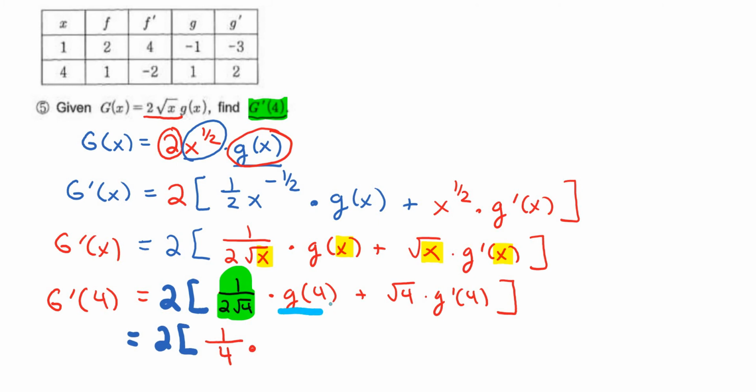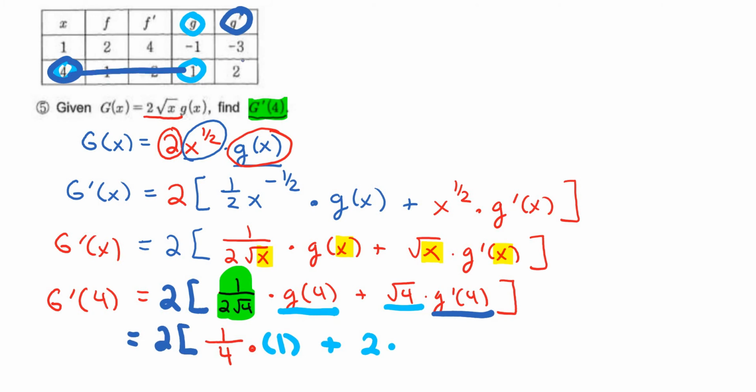And then ask yourself, what's g of 4? Well, here's g, here's 4. G of 4 is going to be 1, right? So times 1 plus, and then what is root 4? Root 4 is going to be 2 times, and then what's g prime of 4? Here's g prime, there's 4. G prime of 4 is going to be 2. So 2 times 2.